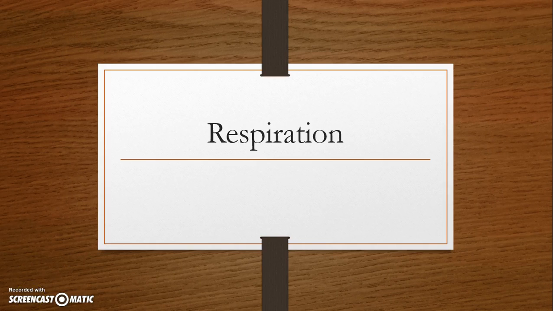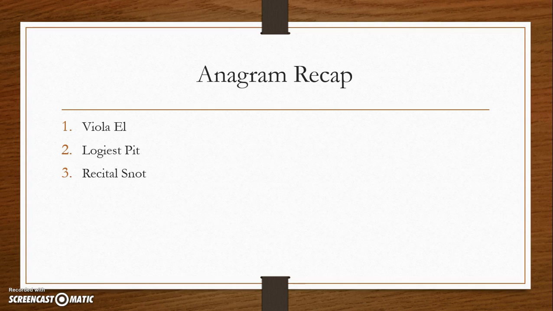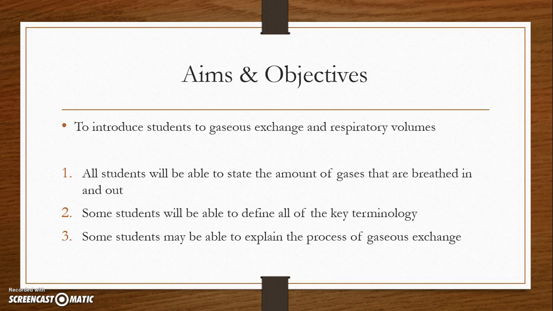This is the last lecture for assignment 3, and it just completes the respiration system. So we just did an anagram recap where I asked you to look at these terms and try to reshuffle the words. So for example, the first one, viola L, that is alveoli. And these were the rest of the terms there.